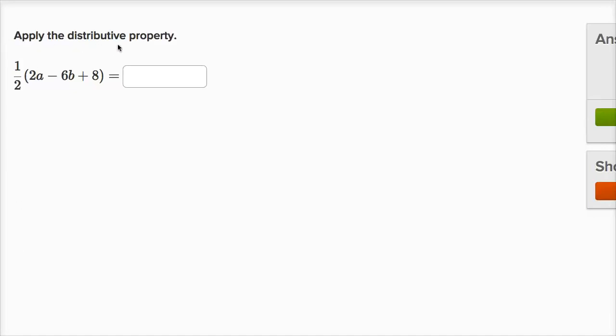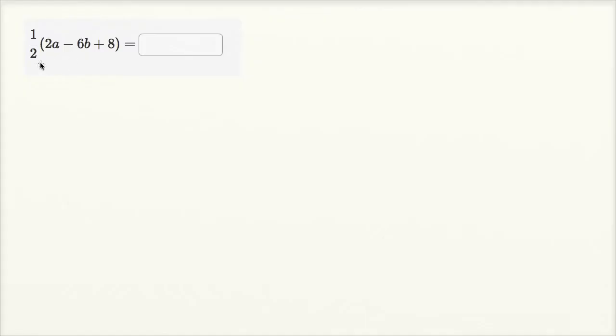We're asked to apply the distributive property, and we have 1/2 times the expression 2a minus 6b plus 8. To figure this out, I've already copied and pasted this problem onto my scratch pad. I have it right over here: 1/2 times 2a minus 6b plus 8. Actually, let me just rewrite it. Let me color code it too, just for fun.